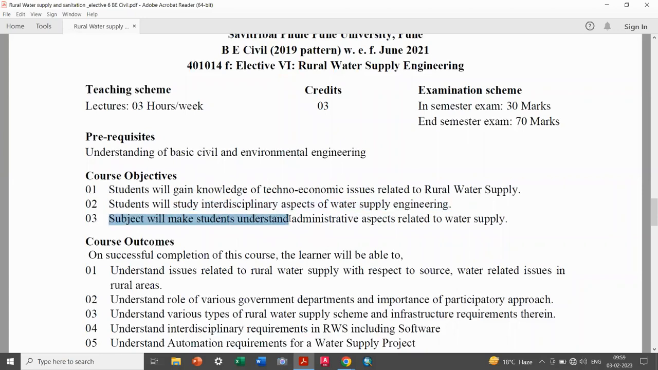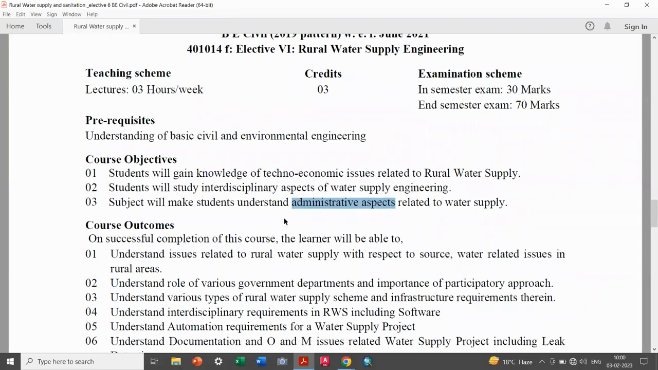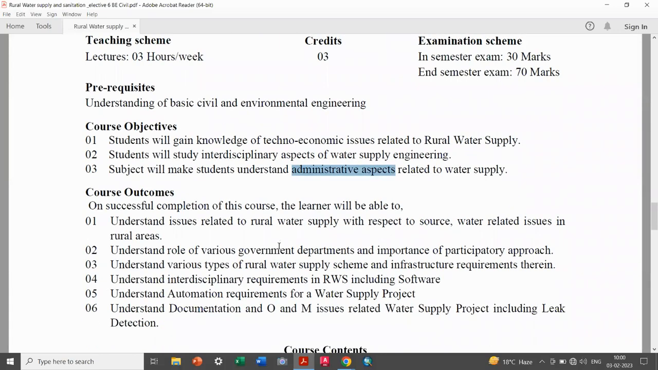The subject will make students understand administrative aspects related to water supply. Administrative aspect means, you must have seen that the sarpanch of the village or gram sevak plans rural water supply with the help of various administrative setups like panchayat samiti, MLA, or we can say zilla parishad. So with the help of various schemes, funds are made available for implementation of such schemes, and through these schemes, water is received by the villagers at their homes.